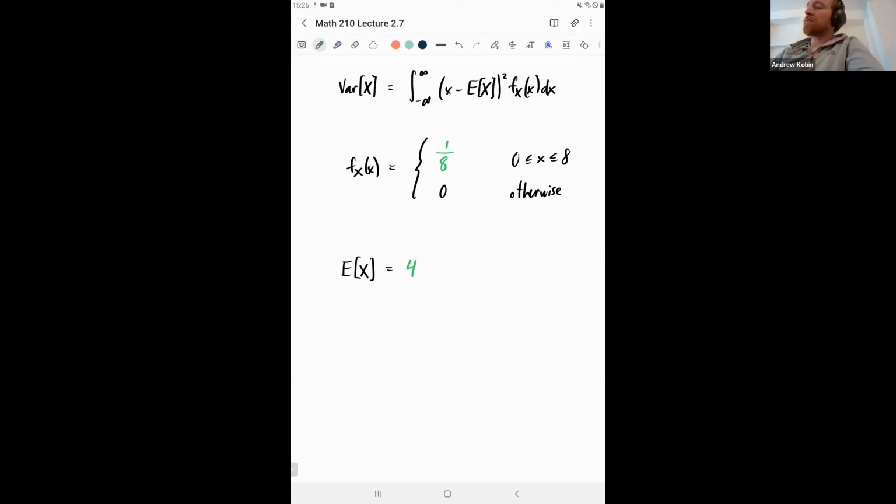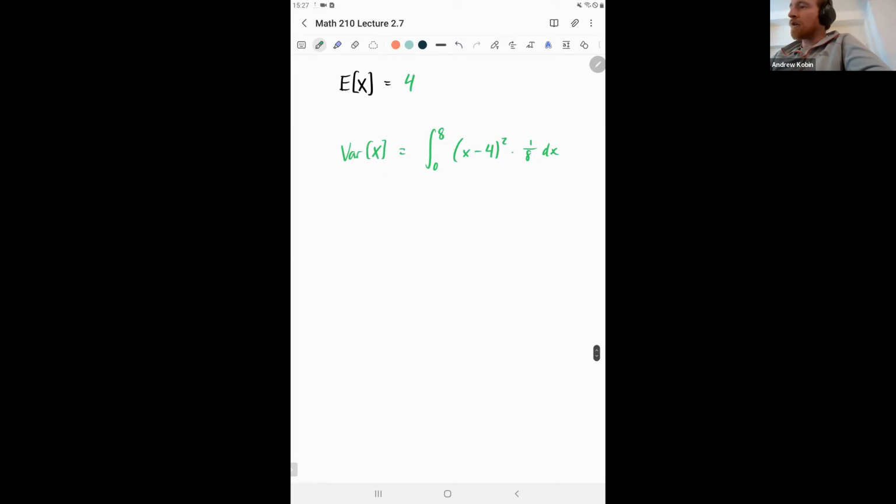So with this information assembled, we can now compute the variance of this uniform random variable by integrating the whole stuff up above. I'm going to immediately convert this into an integral from 0 to 8, since the distribution function is 0 outside of that interval. So here we'll have x minus the expected value of 4, quantity squared, times the distribution function, which is 1/8. And now this is a definite integral that you can go ahead and solve.